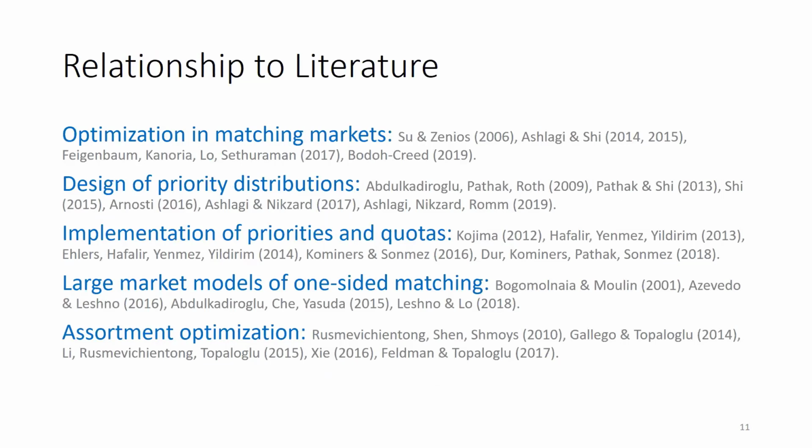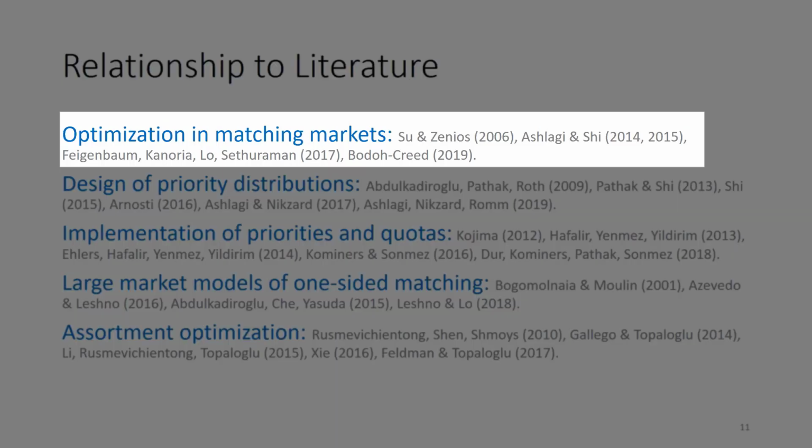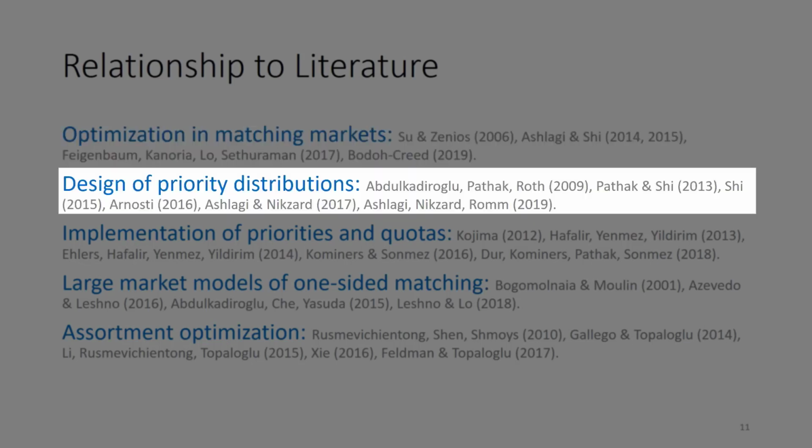Let me briefly overview the relationship to literature. This paper contributes to the growing literature on optimization in matching markets. There are previous works on the design of priority distributions, but they focus on comparing a few possible options, such as deferred acceptance with single tiebreakers or multiple tiebreakers.